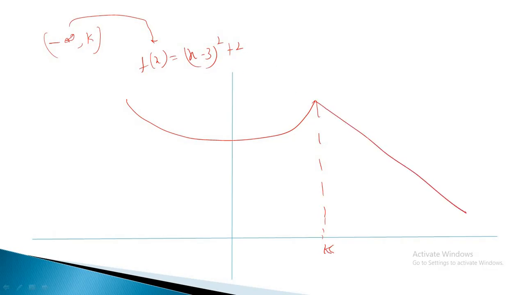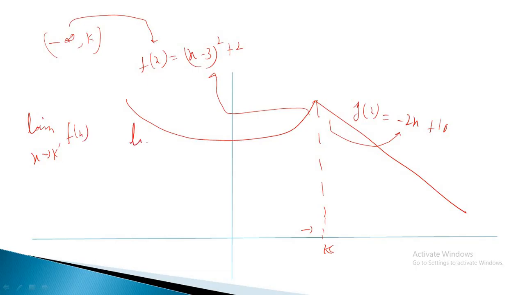Let us say after k, the nature of the function is g of x is equal to negative 2x plus 10. So if I see at this point k, I will see that at the left end of this point the nature of the function is this, while at the right end the nature of the function is this. So its nature is changing both at left and right. In this case, if we have to find the limit of this function, we will find the left hand limit x tends to k negative f of x, and we'll find the right hand limit x tends to k plus g of x, and we'll check whether they are equal or not.